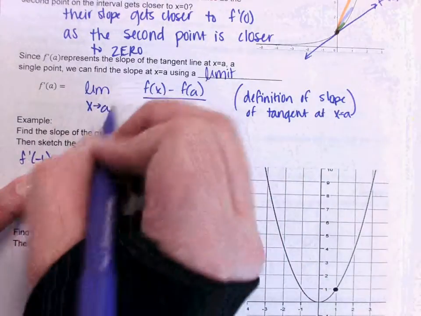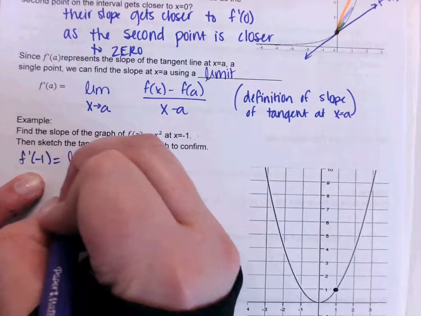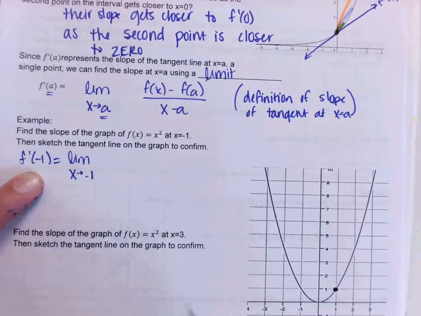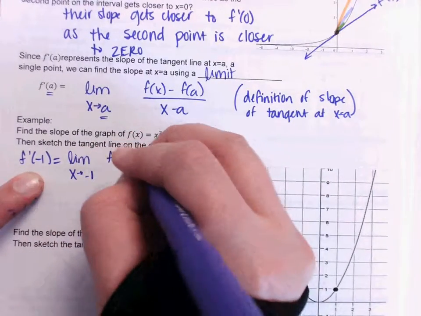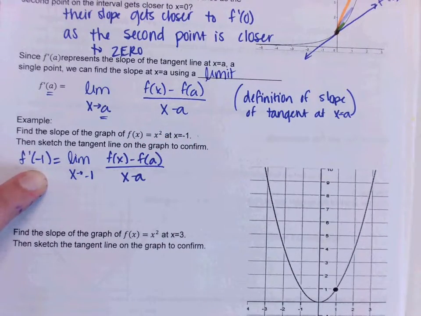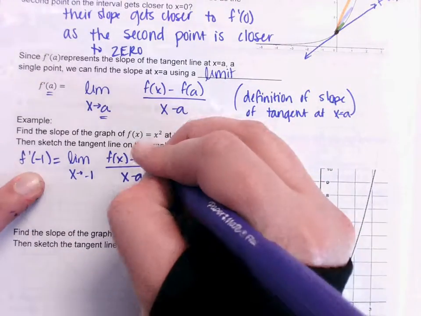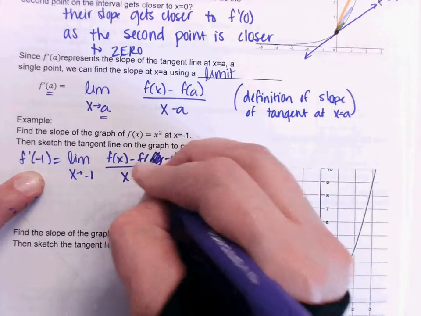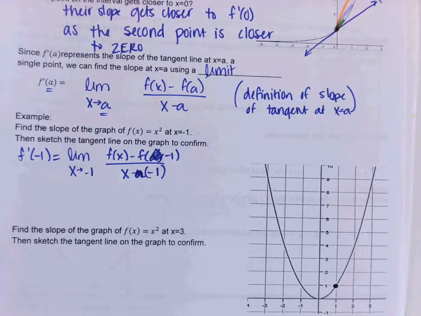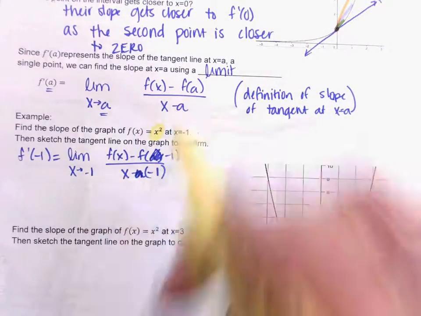It should be the limit as x approaches A. What's my A? -1 of f of x minus f of A over x minus A. So far, so good? Oh, wait, hold on. Those shouldn't be A's. What should they be? -1s. So we're plugging in. Our A is now a -1. Okay, so let's plug in our values. What is f of x? What is our function that we want the slope of? X squared.